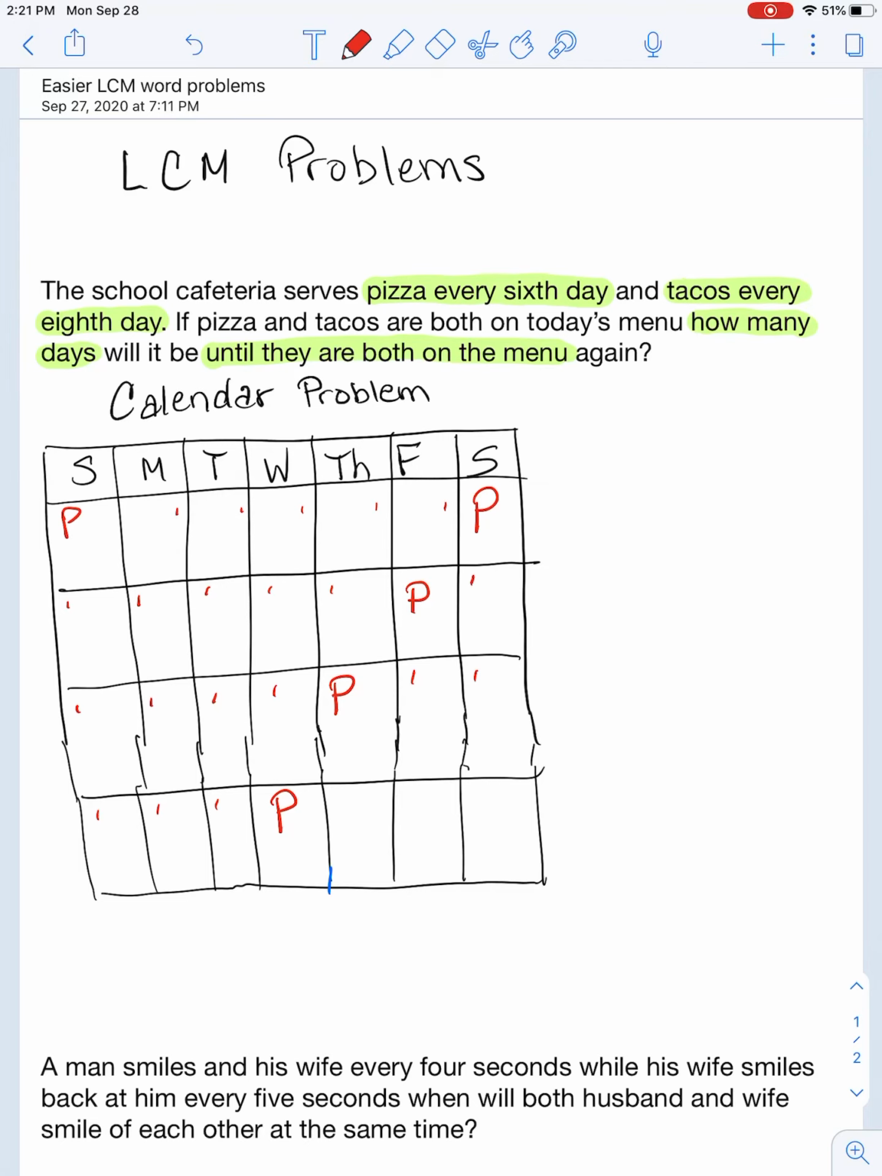Well, let's see. Now we have tacos. Tacos are served every eighth day, but we know that they will also be served on that first day, so I'm going to put a T, and now I'm going to count every 8 days. I'm going to put a little blue dot, just like I did with the pizza, except this is going to be every 8th day. So T is on Sunday, and then 1, 2, 3, 4, 5, 6, 7, and on the 8th day is tacos. Again 1, 2, 3, 4, 5, 6, 7, and on the 8th day is tacos, and that's what I was hoping was going to happen.